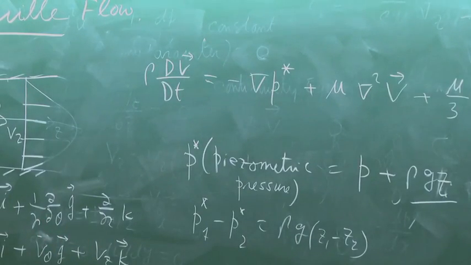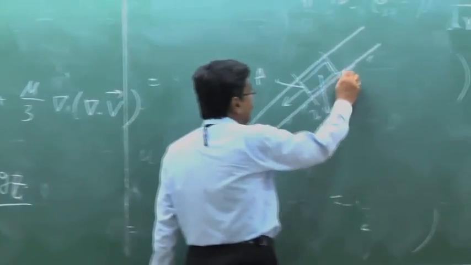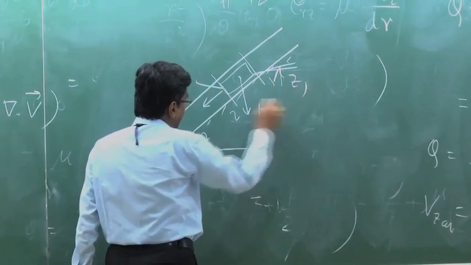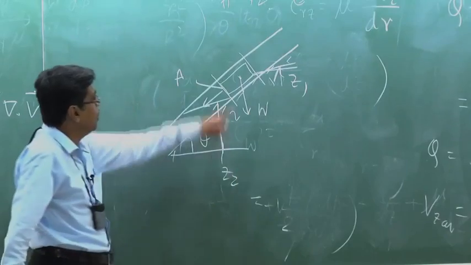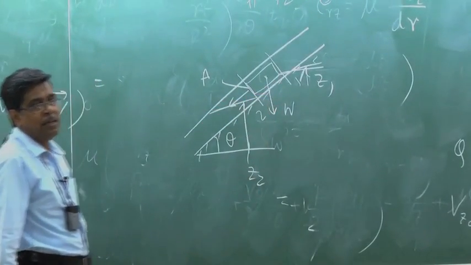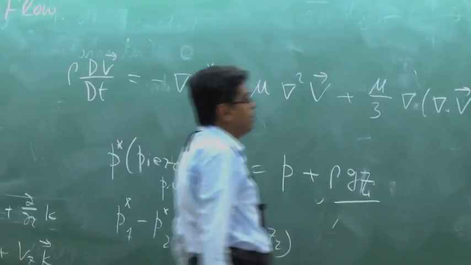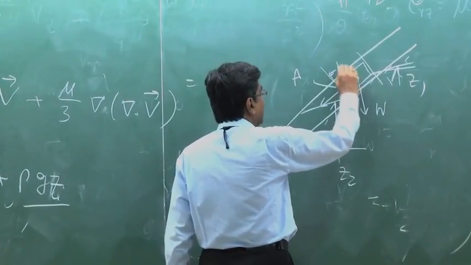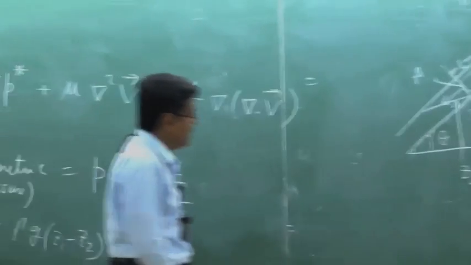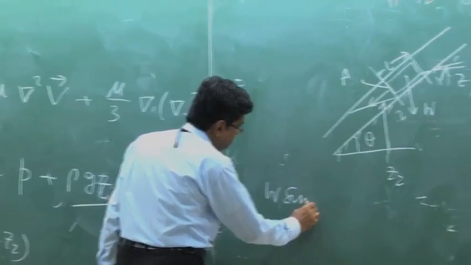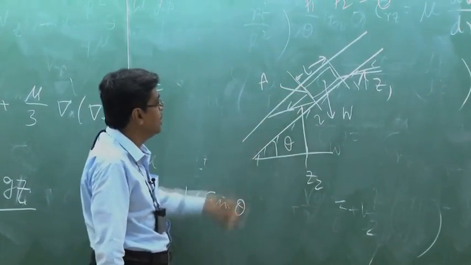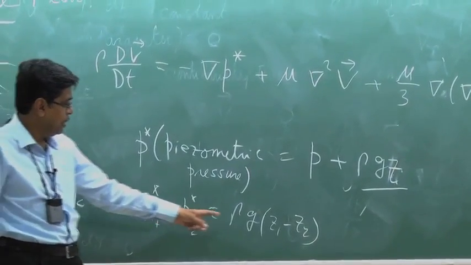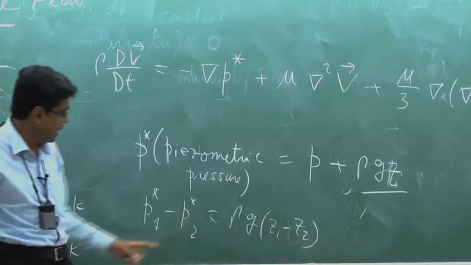That means if you define a cross-sectional area A, and if you define here this is Z1, and here this is Z2, then you will get this equation. That means if you define this as length, the effective gravity is W sine theta, in this direction, which is causing the liquid to flow. And that is given by rho g, Z1 minus Z2, into the cross-sectional area, which is the pressure force.